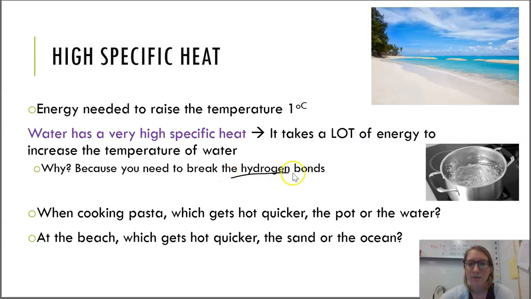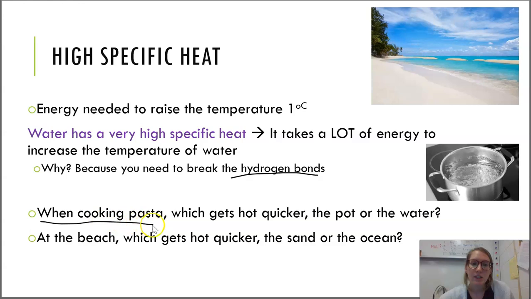So again, why? It's because you have to break those hydrogen bonds. And water, those hydrogen bonds, they don't seem like they're very strong, but they're very, very strong. That's why water takes so long to heat up. Think about if you're cooking. During the pandemic lately, everybody's been spending a lot more time at home and cooking a little bit more. So hopefully you've at least experienced boiling water sometime in the past couple months.